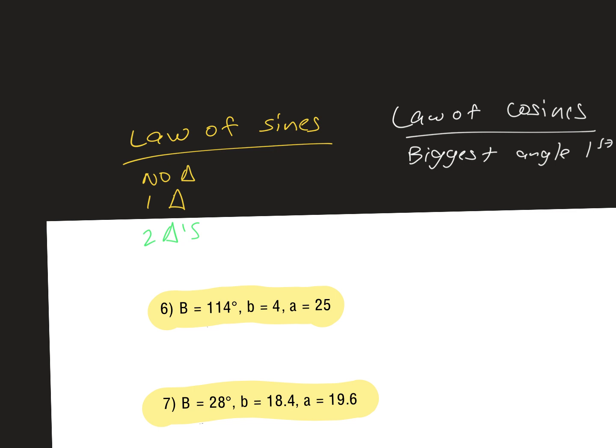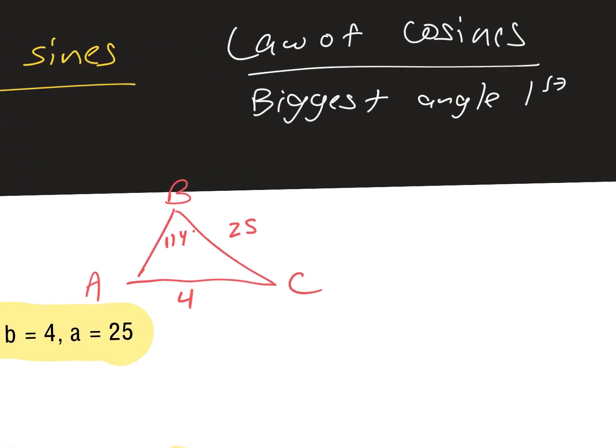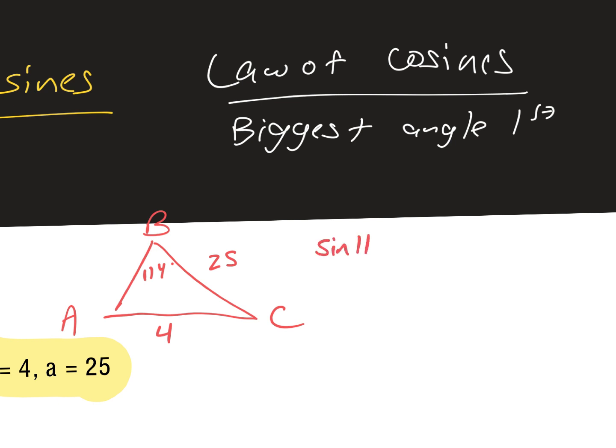But just remember that. So if we're looking at number 6, the first thing I'm going to do is draw a little triangle. So I know that I'm going to say this is A, this is B, this is C. Angle B is 114 degrees. Side B, that's across from B, is 4. Side A, which is across from angle A, is 25. Given this information, would I start off using law of sines or law of cosines? Sines. I have a side length and its corresponding angle. So I'm going to say sine of 114 divided by 4 equals sine of A over 25.